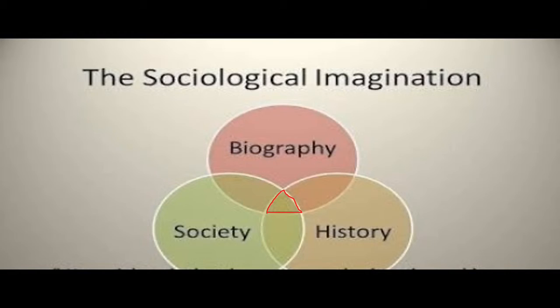But before I begin talking about my examples of the sociological imagination, I first wanted to show you this chart, which I think helps especially if you're a visual learner. The sociological imagination in this chart is actually in the middle. I've outlined it in red. And it's the interaction between biography and society, society and history, and biography. It's the relationship between all three of these things.